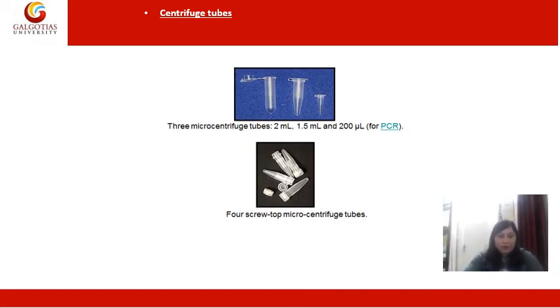These are the pictures of microcentrifuge tubes. You can see the microcentrifuge tubes of 2 milliliter size, 1.5 milliliter, and 200 microliter in size. These tubes are generally used for PCR. In this figure, you can see a screw top microcentrifuge tube.